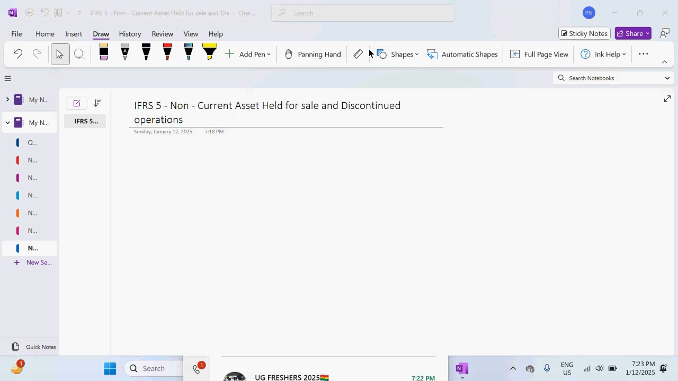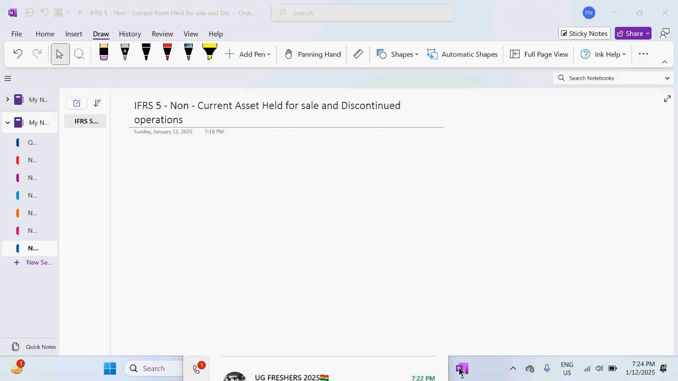But there may be instances where we would have to classify an asset as held for sale. That is where we would try to sell the asset. So we have certain conditions that would warrant us to sell these assets.